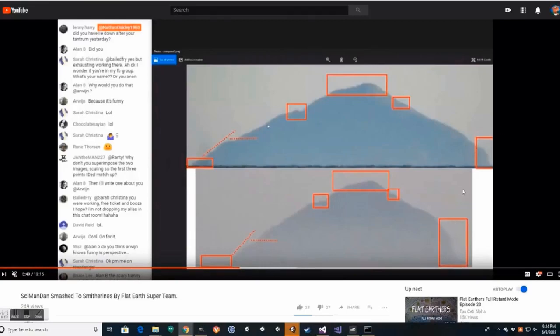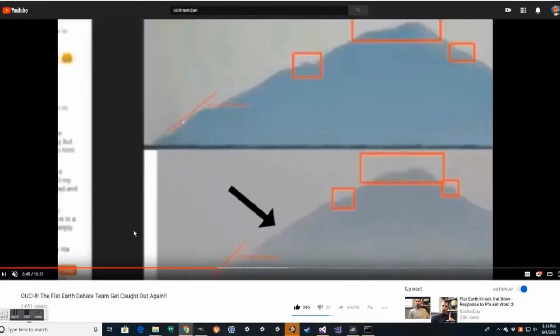You see how these two images here, the corners, they don't line up. They're not the same. They're stretched. Like this has clearly been stretched, and they call that compression. So we're back to SciManDan now, who can't let that stand. So he has to debunk the debunk of the debunk of the debunk.